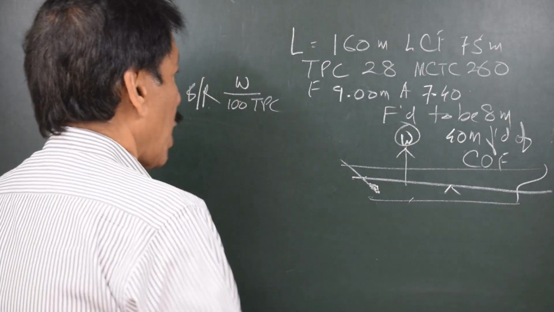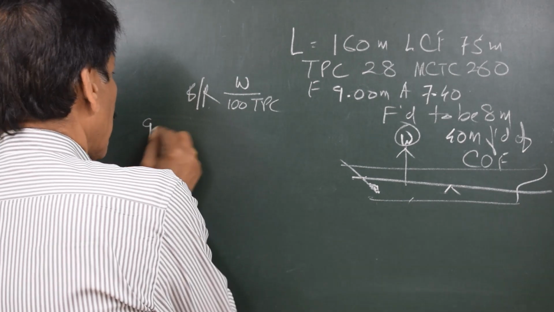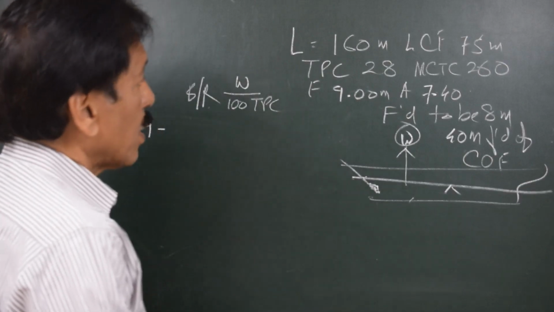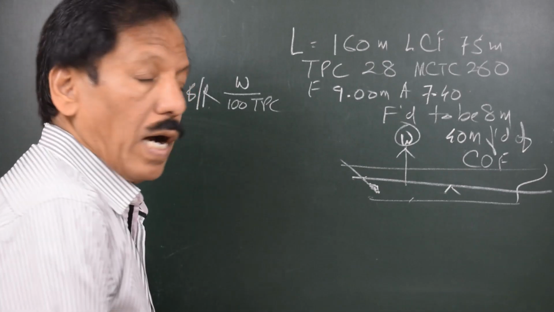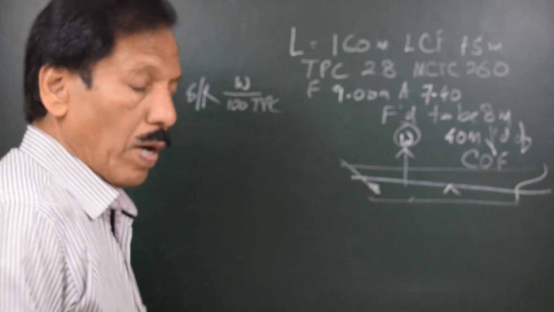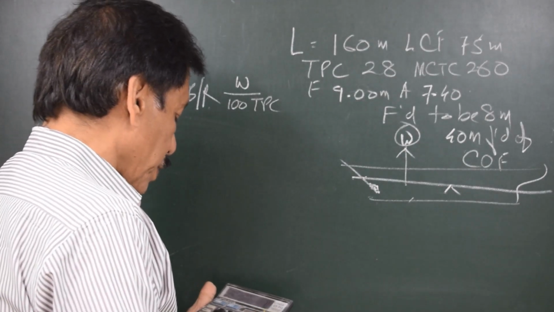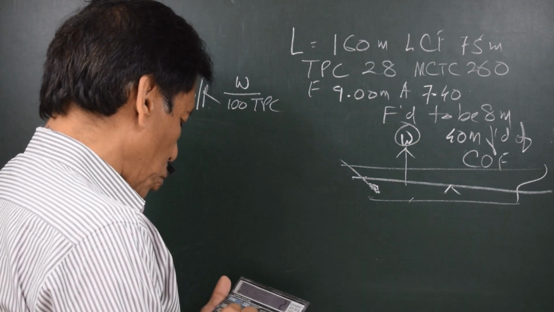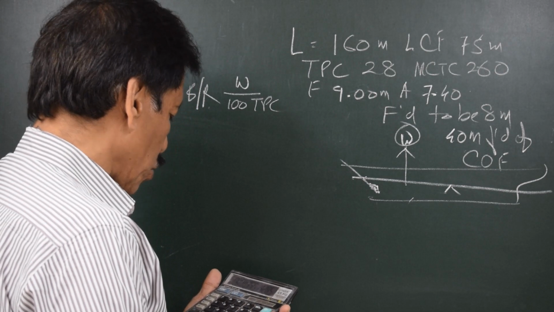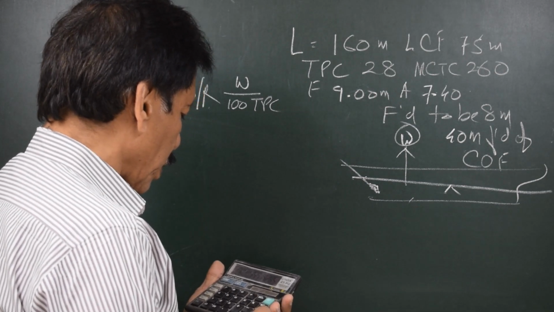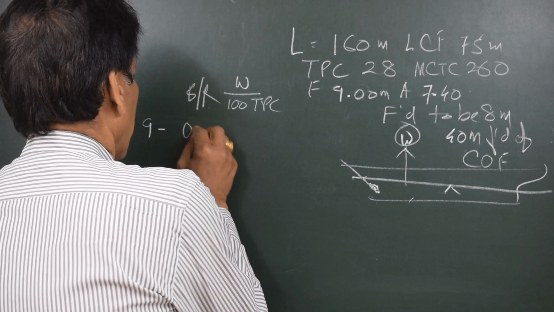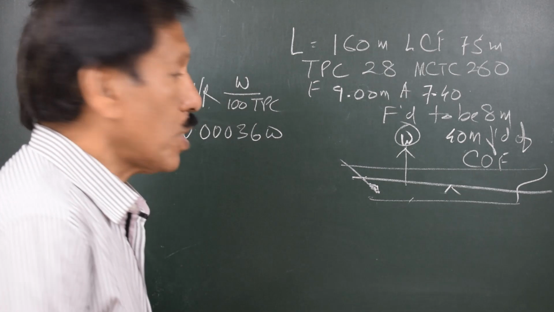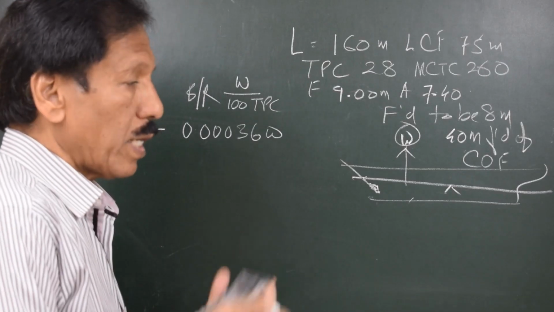So if the initial draft forward was 9 meters, the first change that we cause is bodily rise. And bodily rise is W divided by 100 TPC, that is W divided by 2800. So 1 divided by 2800 gives me 0.00036 W. This is the change that is caused forward because of bodily rise.